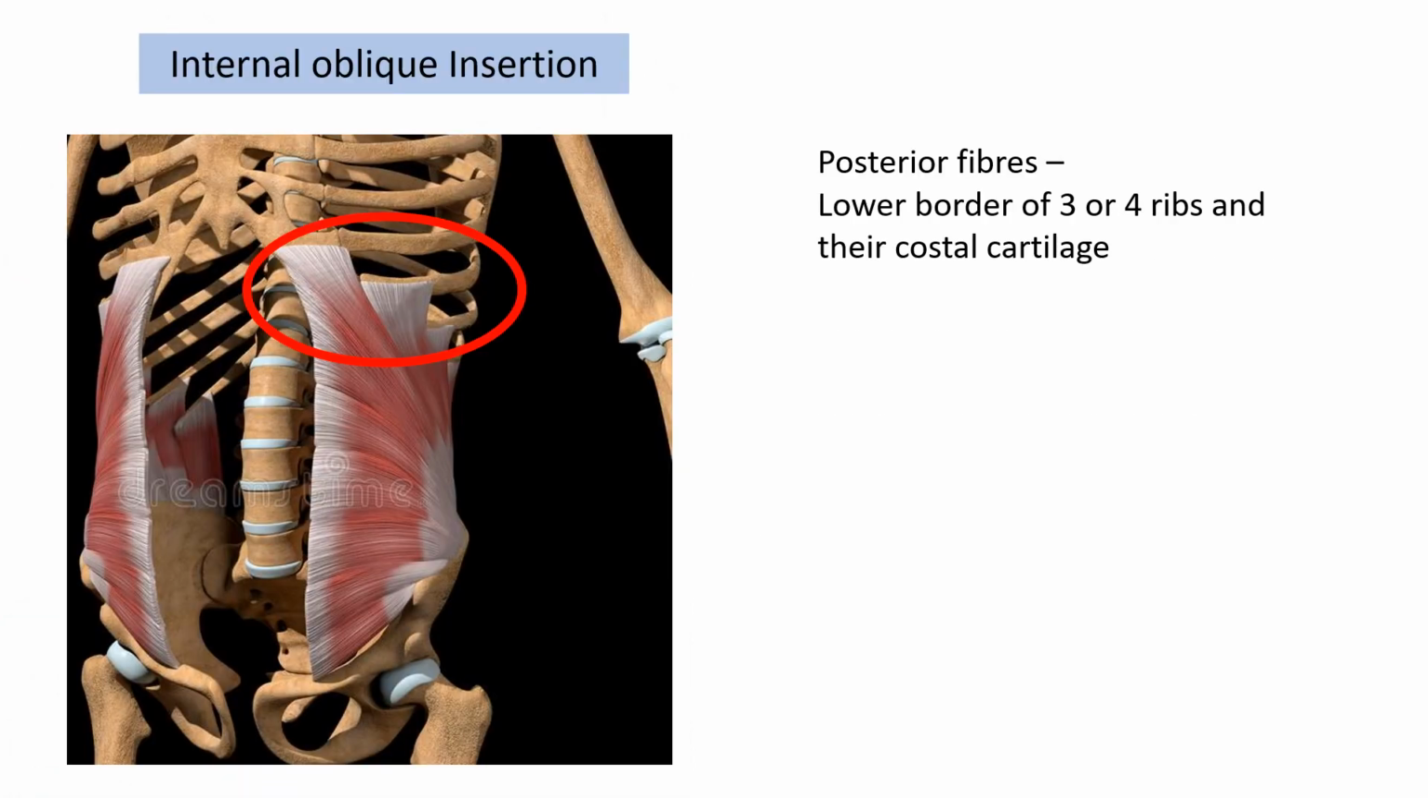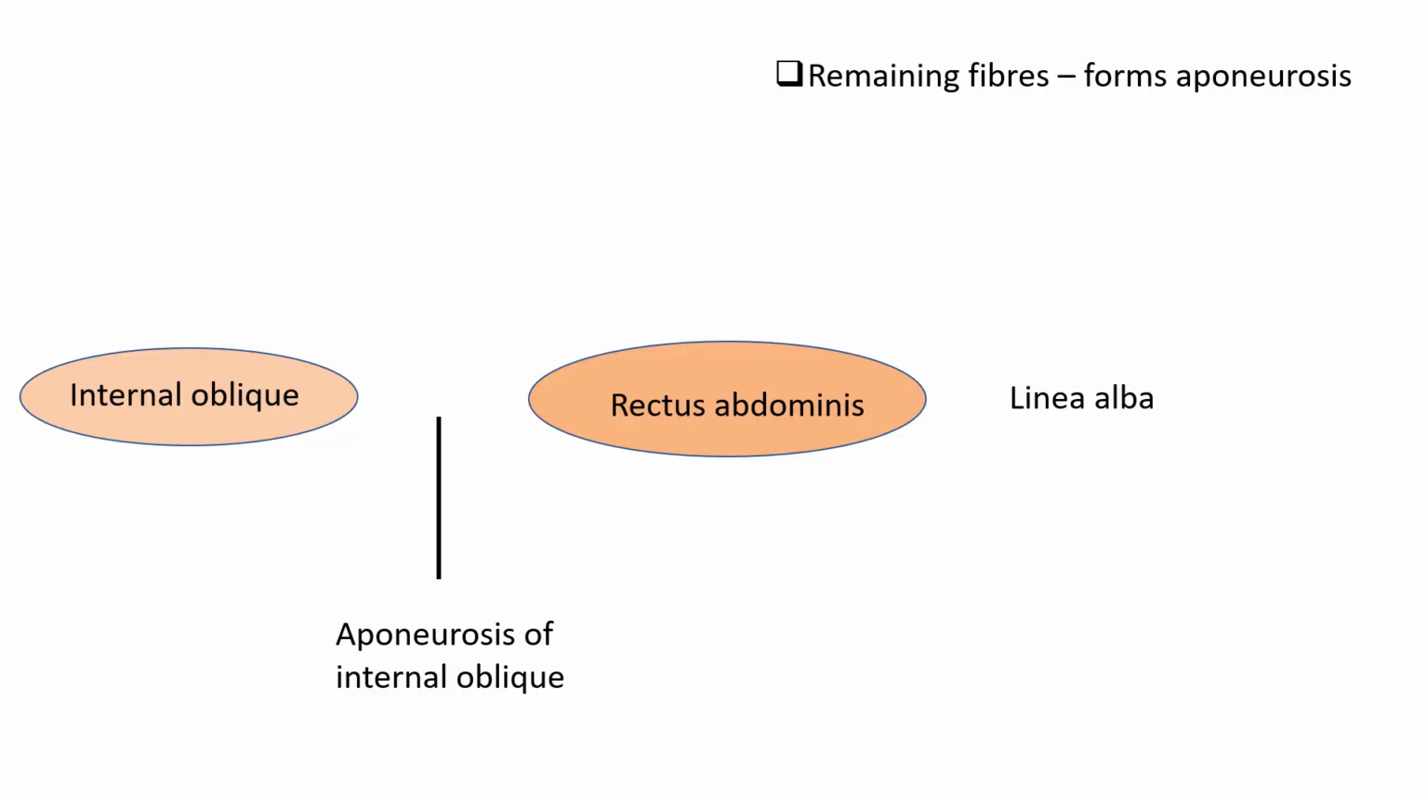Pubic crest, I hope I have shown in the hip bone. Pubic crest and pecten pubis are on the medial surface of this pubic bone, superior ramus. Next, coming to the insertion of the posterior fibers, that is the muscle fibers that take origin from the thoracolumbar fascia. These muscle fibers go and get inserted to the lower border of the lower 3 or 4 ribs with their costal cartilages. So that completes the internal oblique muscle.